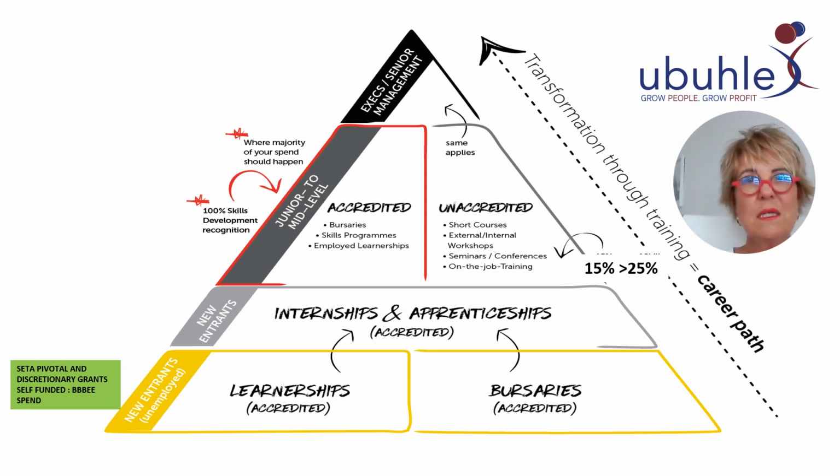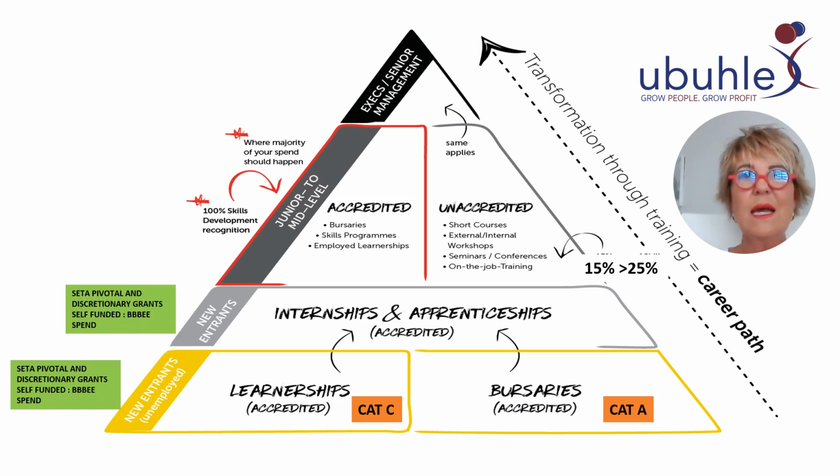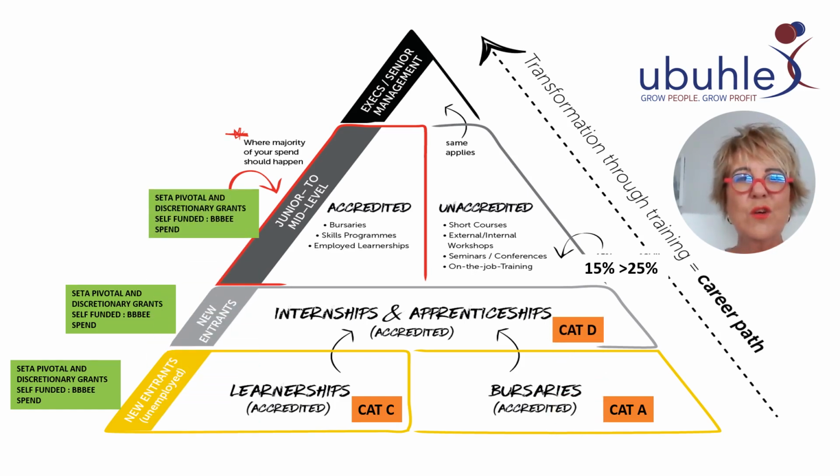We look at that CETA pivotal and discretionary funding can be applied for and implemented in this level, and also keeping in mind that your BBBEE spend, that these programs, the learnership programs, identify on the category C for BBBEE spend, and bursaries on category A. Internships again can be funded and applied for funding through your CETA pivotal and discretionary funding, and they are on category D, and also if it's an accredited program and a learnership that you implement there, category C for your BBBEE spend.